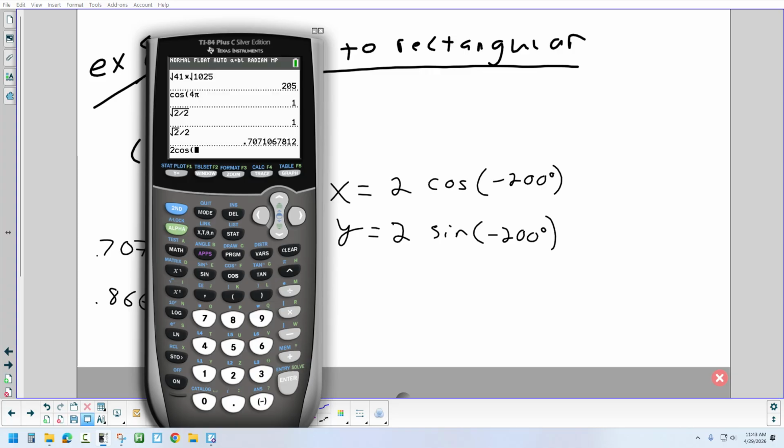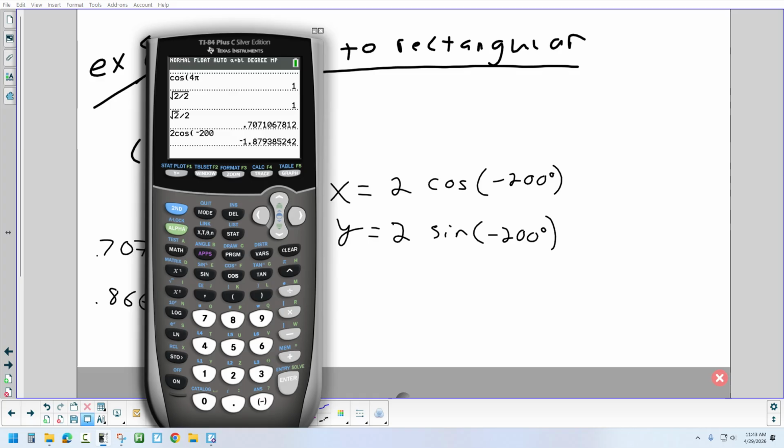So 2 cosine negative 200. But what do I want to check on my calculator before I hit enter? Yeah, I'm in radians. This is in degrees. Okay, I'm not saying that you're going to have radians or you're going to have degrees all the time. You could have either or.